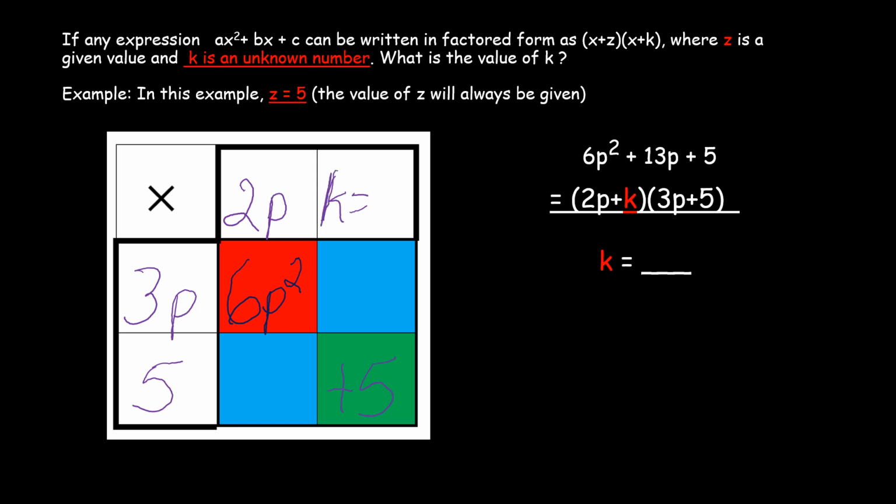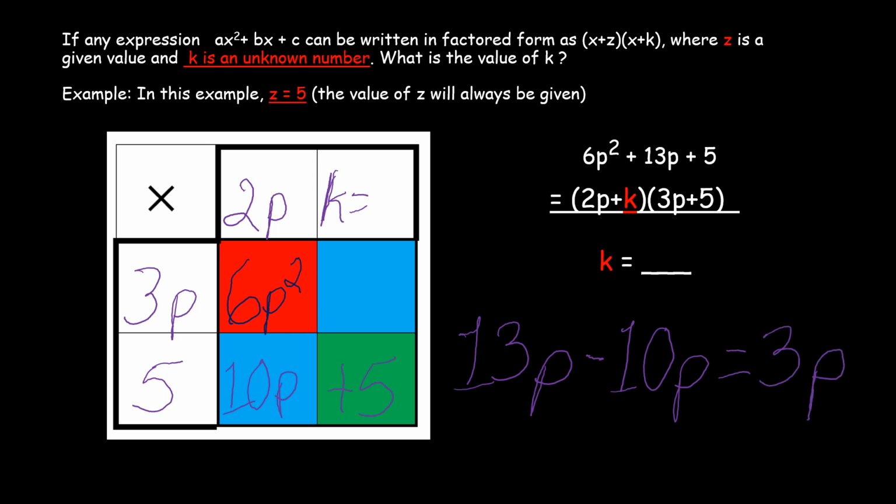Well, let's go ahead and go about this another way. Okay, let's see. 2 times 5 is going to give us 10p. Let's double check this. Our middle term is 13p. Subtract the 10p. That is going to give us 3p. I bet this works out, and it will if we have 1 as our k. 1 times 5 is 5, and 1 times 3p is 3p.